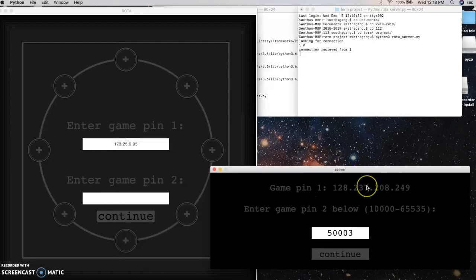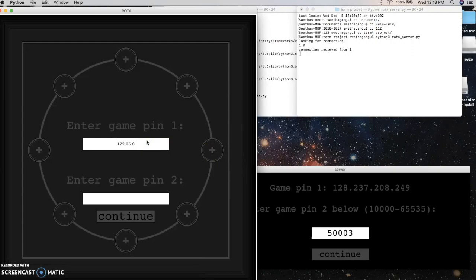Now, I don't hard-code the IP address or the port number, but rather I find the IP address of the computer automatically and present it as game pin 1. The server also asks for game pin 2, which is really just the port the server should be run on. Theoretically, the player who runs the server would send both game pins to his or her friend to play ROTA, and his friend on the client side would just log on to multiplayer mode by entering these game pins.